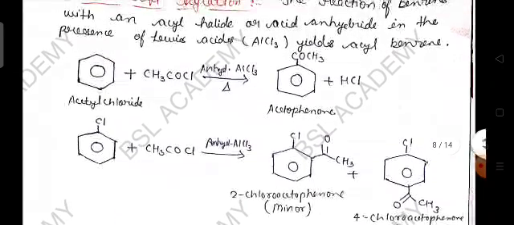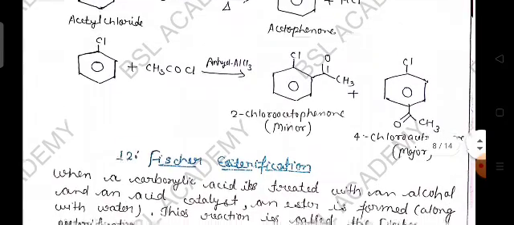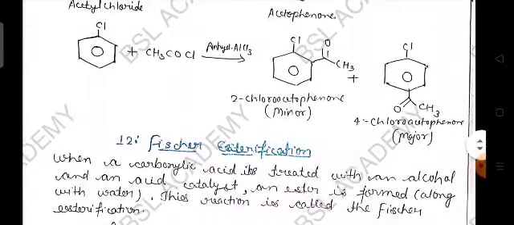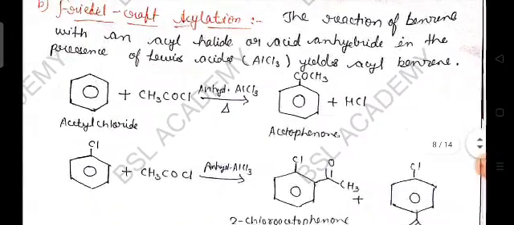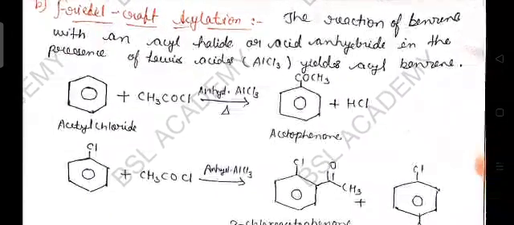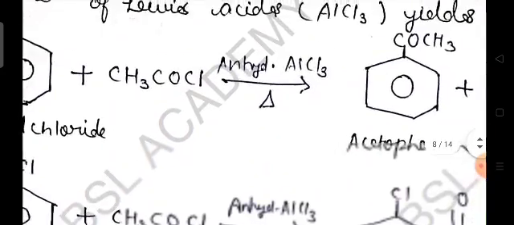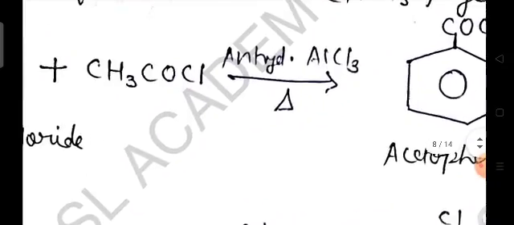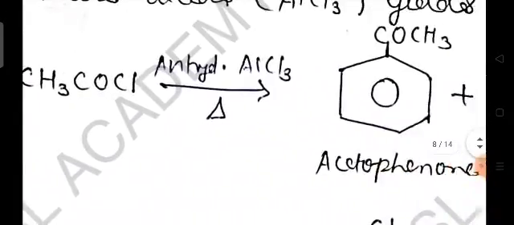Here you can see acetyl chloride. This is your acetyl chloride. Next example is benzene and CH3COCl, treated in the presence of anhydrous AlCl3 again and heated, then it's changed into acetophenone. So benzene is changed into acetophenone.